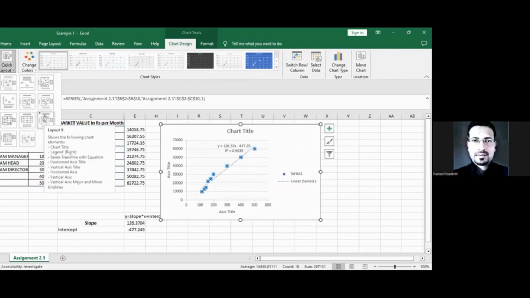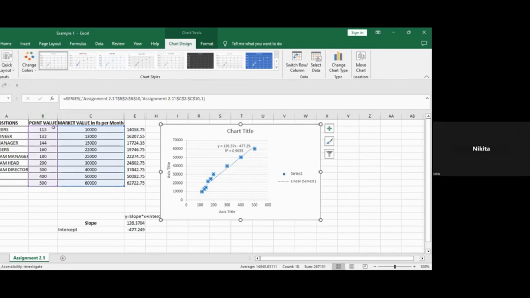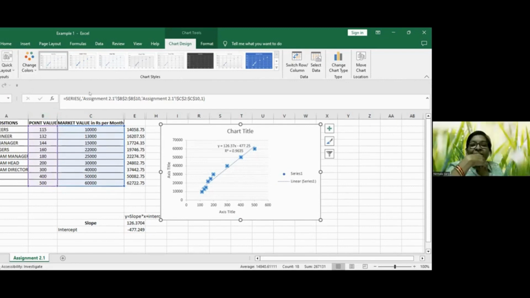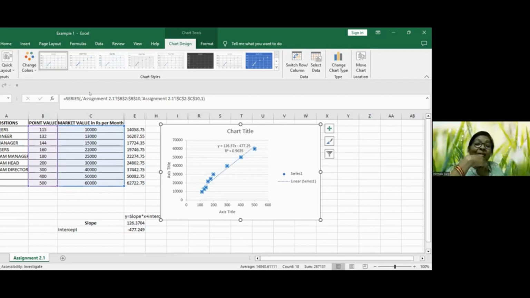Yeah. Did you get the same figures by calculating? Yes. 126.37 and 477, right? Yes, yes. And your regression, which is R square, is 0.96. That means 96% the what? Salary is dependent on the point value, which is very, very good.